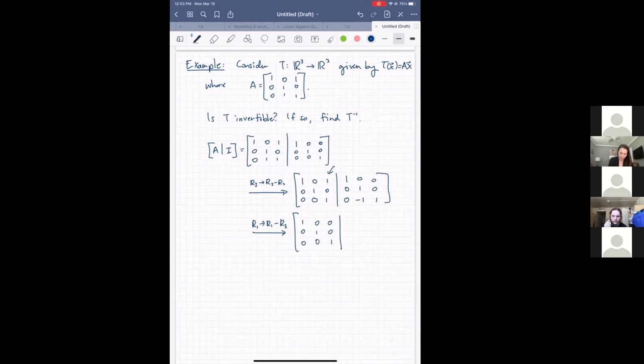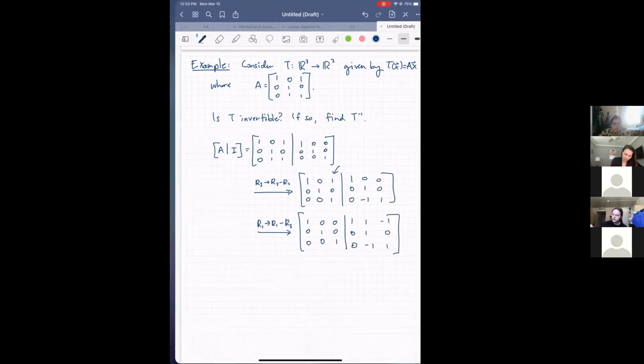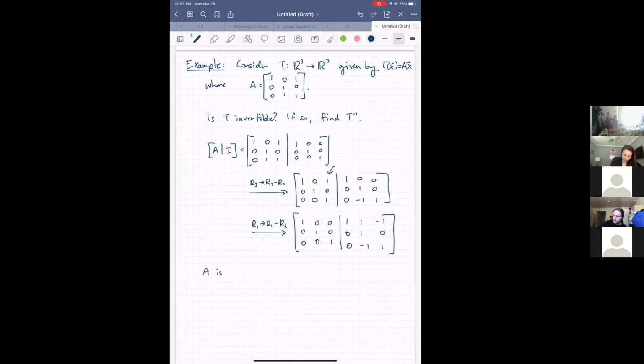Now let's figure out what happened on the other side. Row 1 minus row 3 would be 1, 1, minus 1. Oh, 1. There we go. So that would be our inverse. That means that A is invertible with A inverse equal to this right matrix.